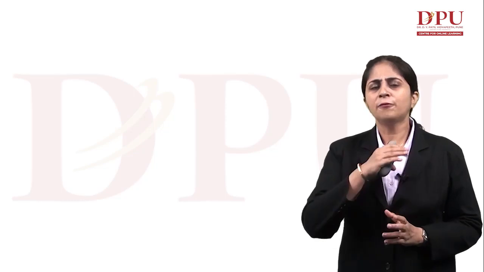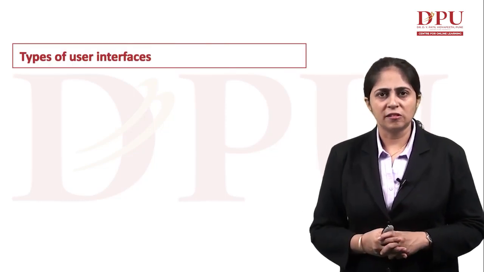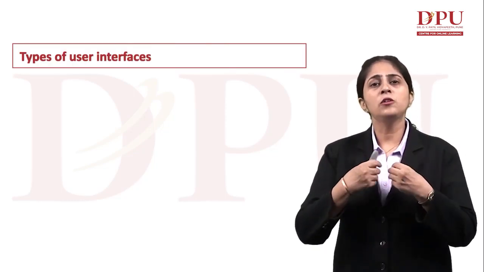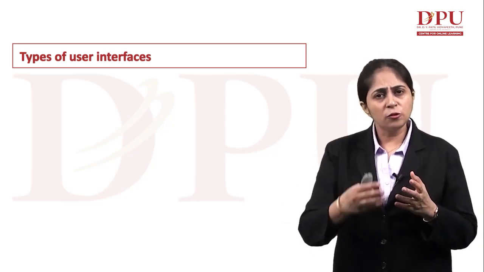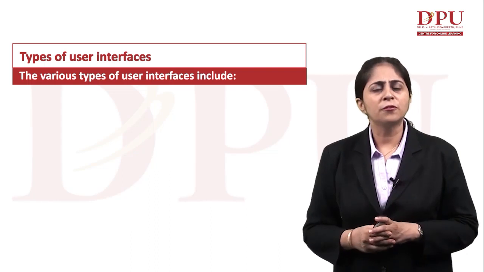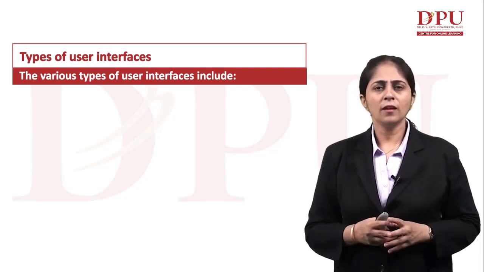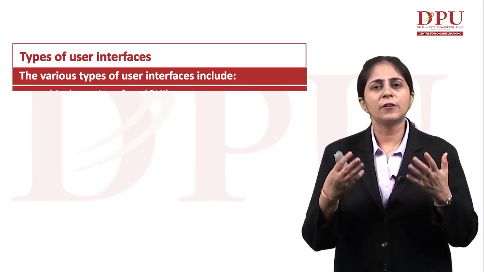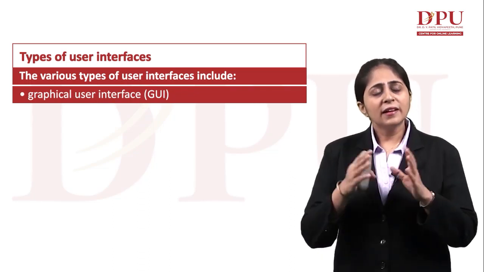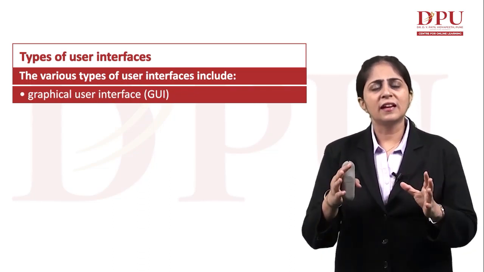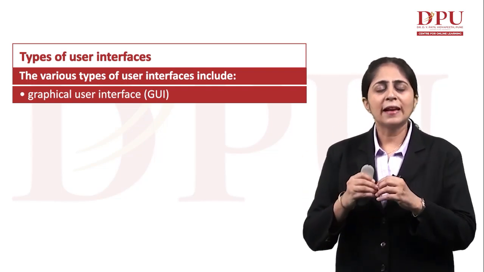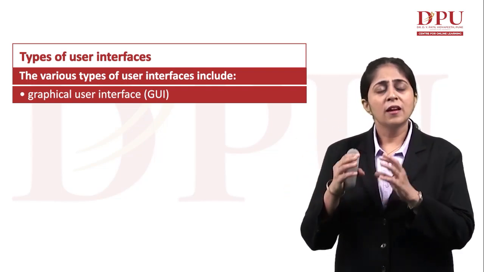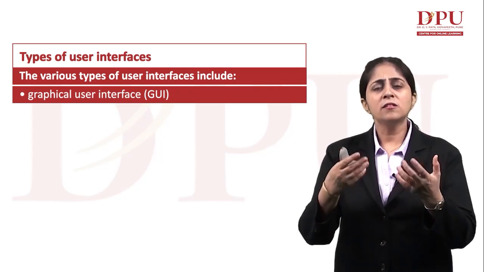Now, there are different types of user interfaces. User interface means how the user is going to interact with the system. Nowadays, we are using a number of types of user interfaces. The very first one is the graphical user interface. Graphical user interface is the interface in which you are provided with graphics, that means with images.